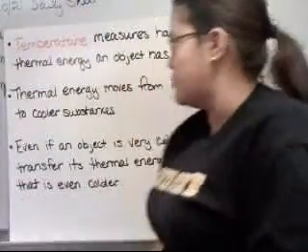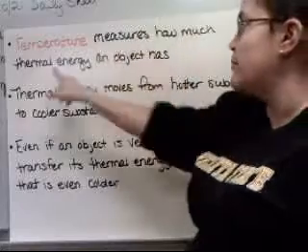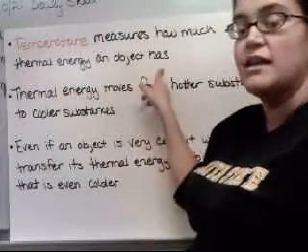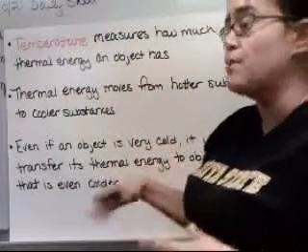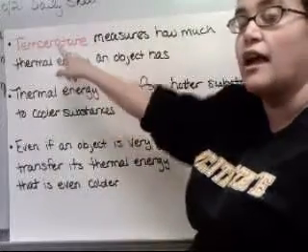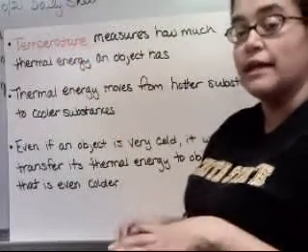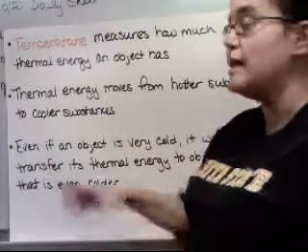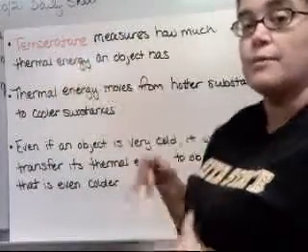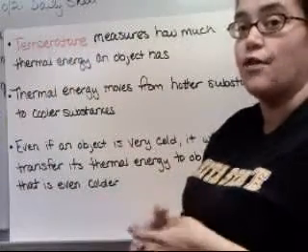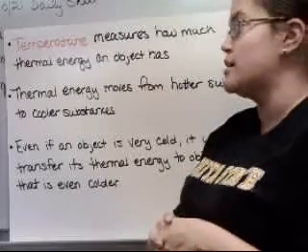And speaking of temperature, temperature measures how much thermal energy an object has. So the faster those particles are moving around, the higher the temperature. If the particles are moving very slowly, or those atoms are moving slowly, it has a lower temperature. So temperature tells us how fast those atoms are moving in that object.